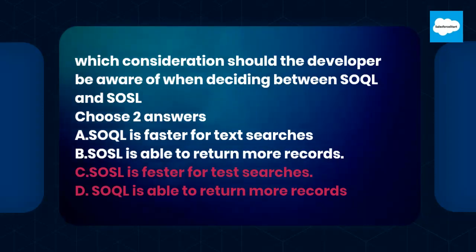The answer is option C: SOSL is faster for text searches. And D: SOQL is able to return more records.